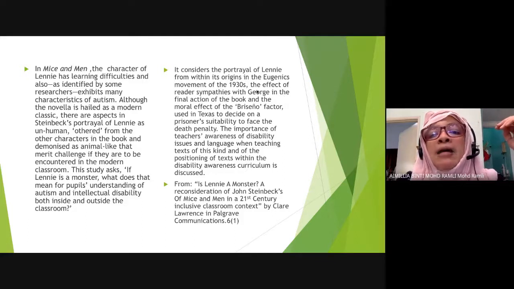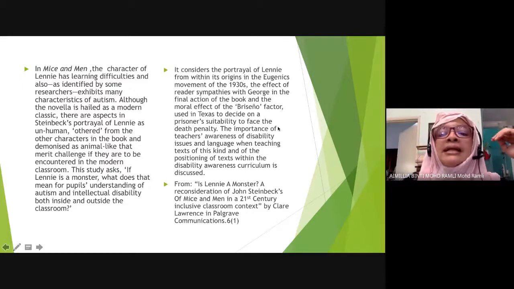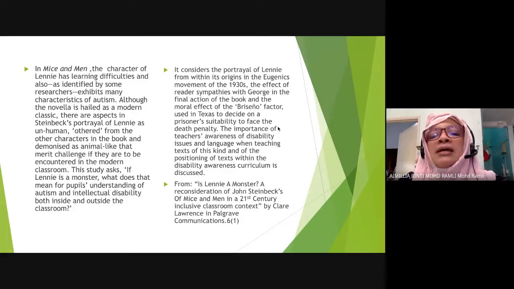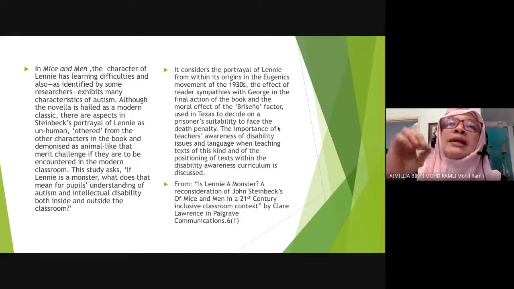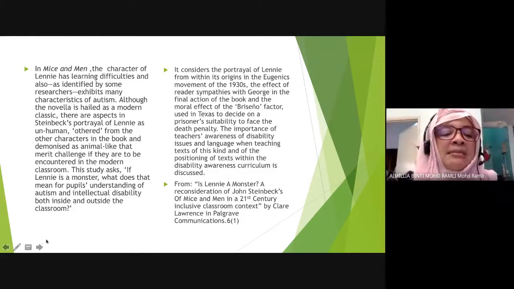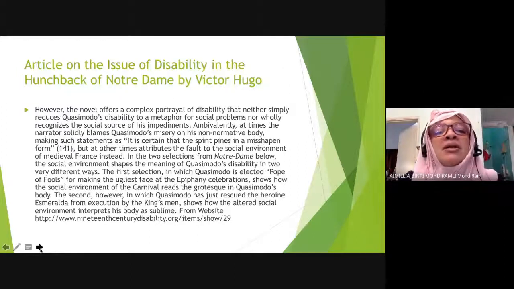So Lennie was shown to be unfit for society because he can kill easily, even though we know that autistic people cannot do that. They are like normal people. They can have great strength, they can be very strong because they are men, but autistic people are not normally murderers. But the novel pointed out that Lennie could murder and did murder another character.